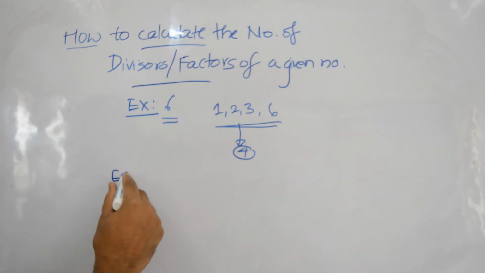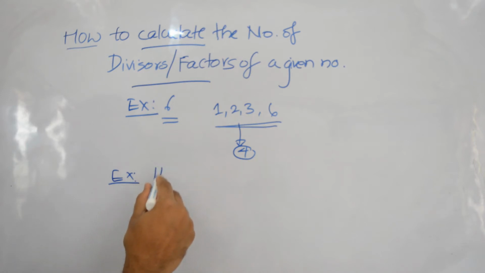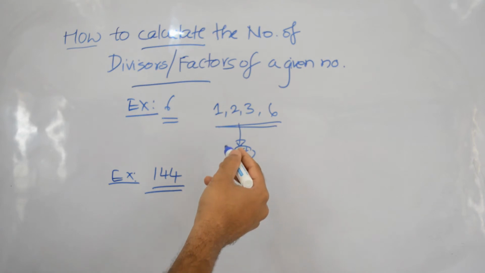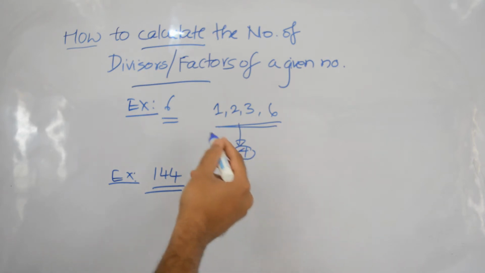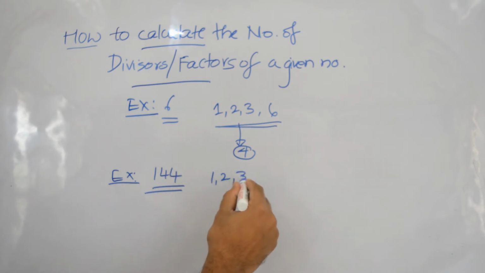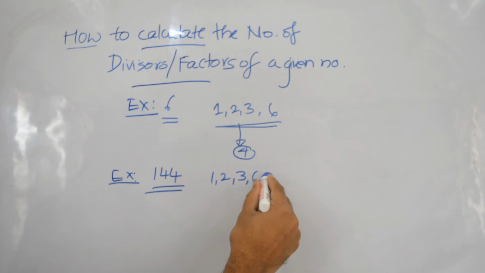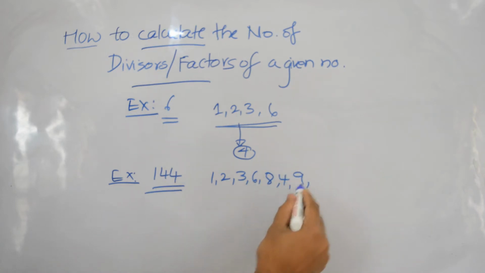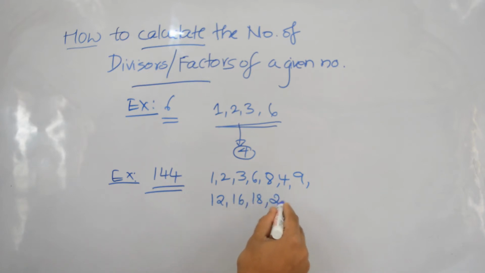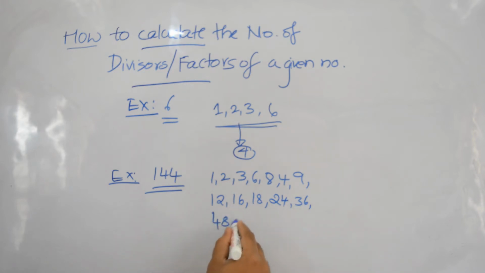Again we take another example, a little bigger number like 144. If we go by the conventional method, it takes a little time to find the factors of a given number. For example, here 1, 2, 3, 4, 6, 8, 9, 12, 16, 18, 24, 36, 48, 72 and 144. These numbers divide 144 completely.